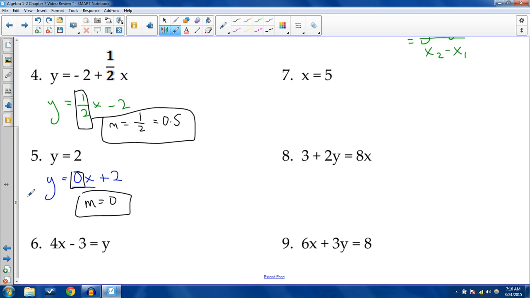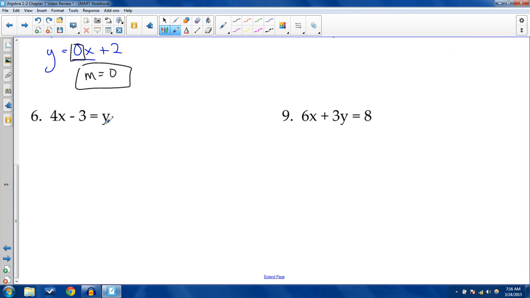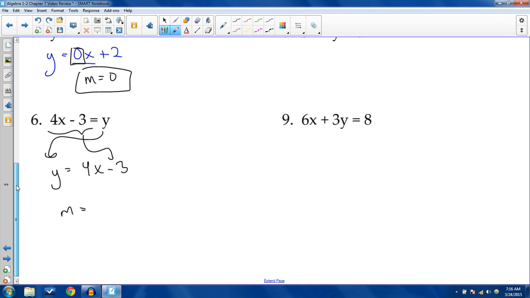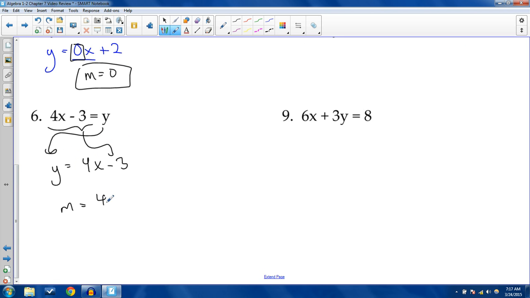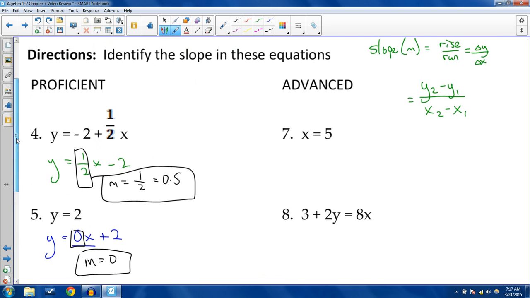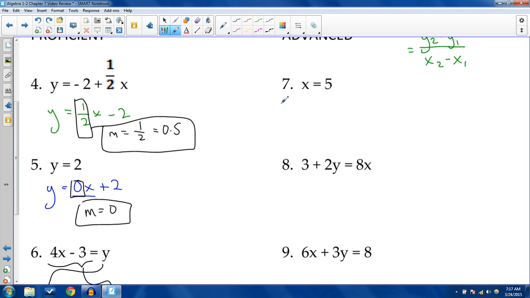Number 6. This is in y equals mx plus b form. It kind of doesn't look like it because the y's on this side, but let's write the y over here. y equals 4x minus 3. So my slope is 4. I didn't have to do it for this one. This one was already a fraction. If I wanted to write it as rise over run, this 4 is 4 over 1, like that. Otherwise 4 will work, but if you want to graph and really understand it, it's good to write it as a fraction. There's no problem with having a fraction slope, absolutely none.